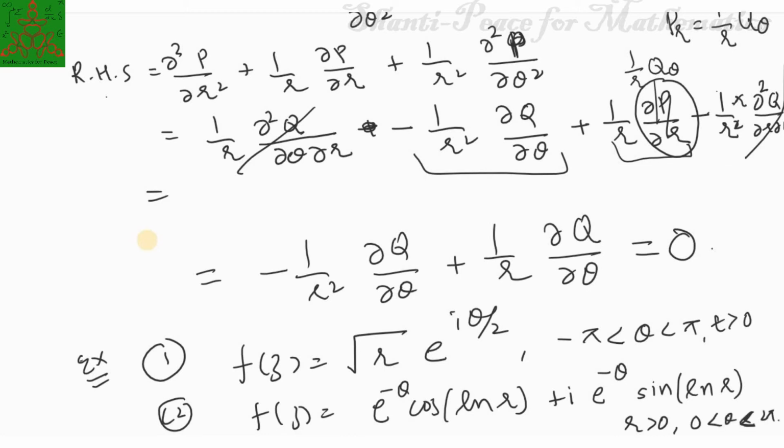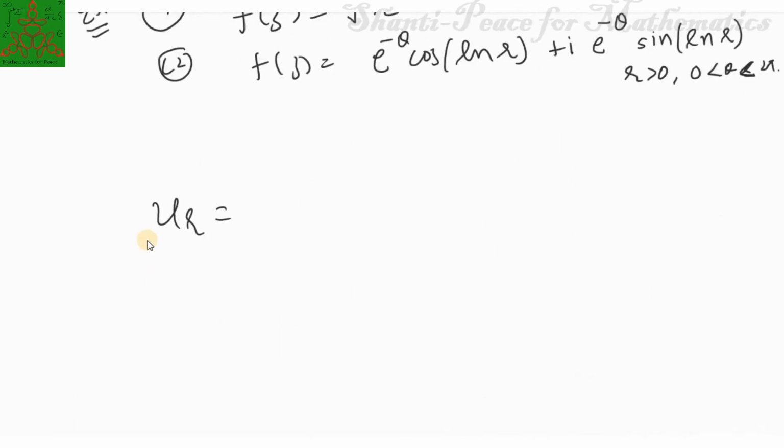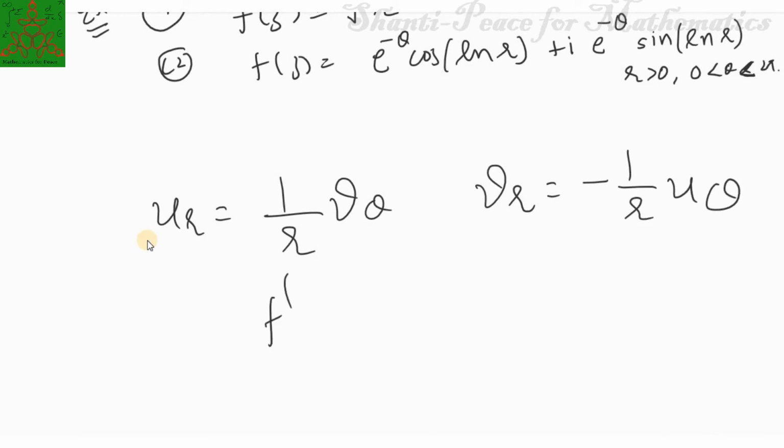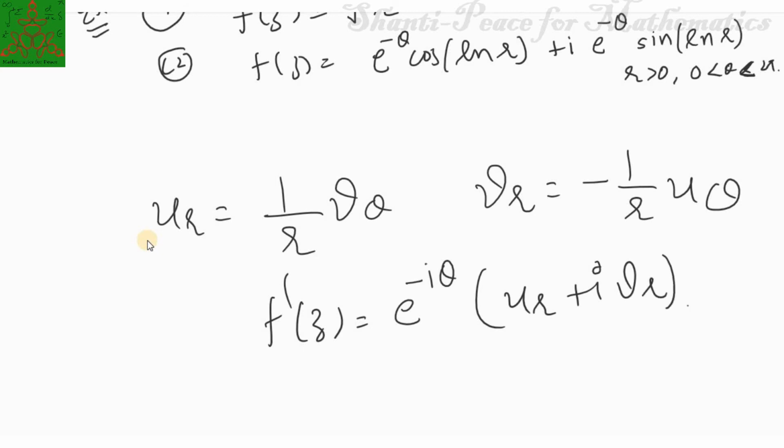So with this, let us recall what we did in this lecture. In this lecture, we have discussed the polar form of the CR equation. The polar form of the CR equation is U r equal to 1 upon r V theta and V r equal to minus 1 upon r U theta. And f dash of z can be represented as e power minus i theta into U r plus i V r. In this manner, you can calculate the derivative of a function in polar coordinates. Also, you can check the necessary condition.